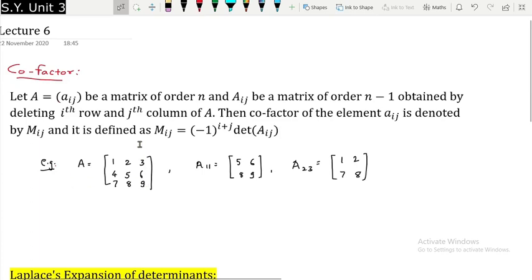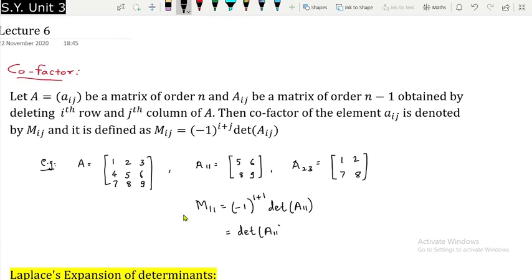It is defined as Mij is equal to -1 raised to i plus j, determinant of Aij. So for an example, what will be your M11 in this case? It is going to be -1 raised to 1 plus 1, determinant of A11. You can find the determinant of A11. Do the calculations and you can get it. That is not an issue.